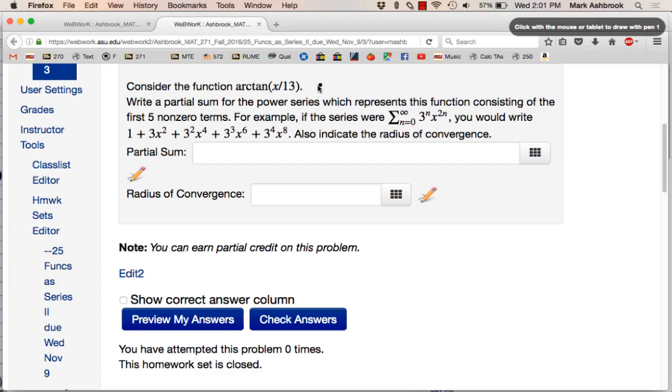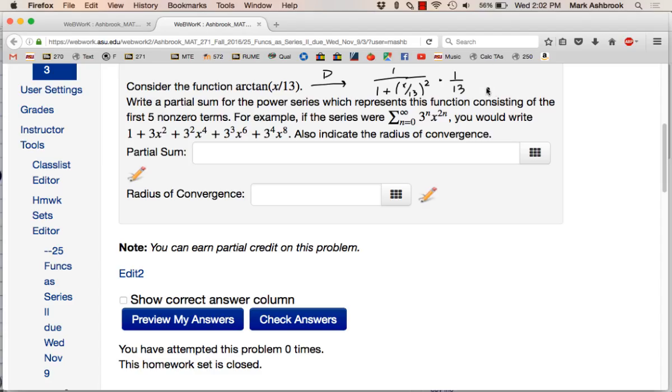Right, so if we were to take the derivative, what is the derivative of this? It'd be 1 over 1 plus that thing squared, right? Is that the derivative? Okay, chain rule, so we need times 1 over 13. And if we look at that, we could write that as a power series. That's basically 1 over 1 minus something: 1 over 1 minus negative x over 13 squared, and then with the 1/13.